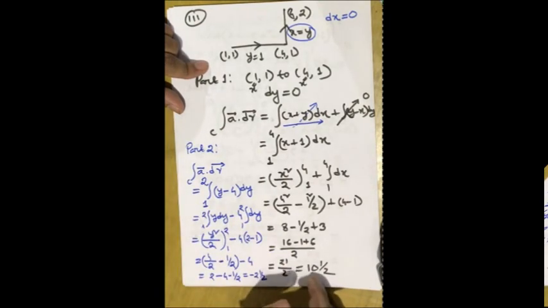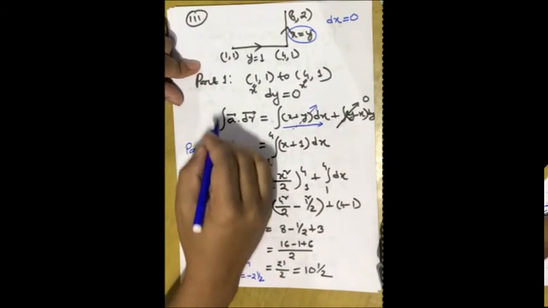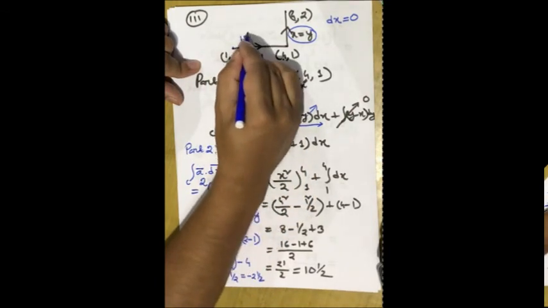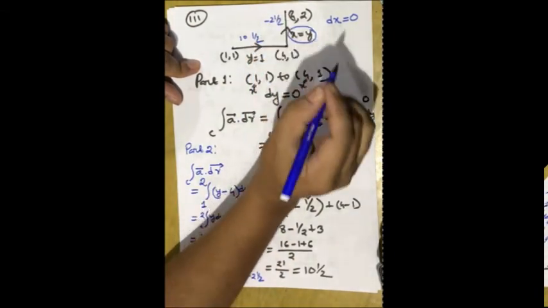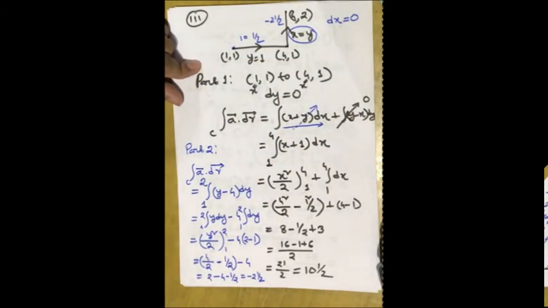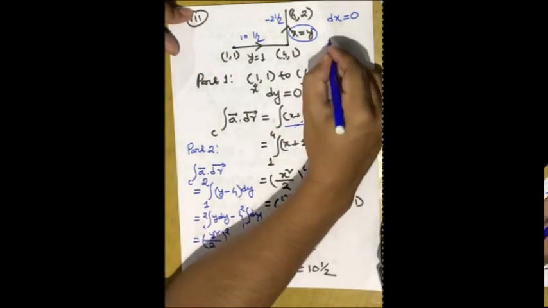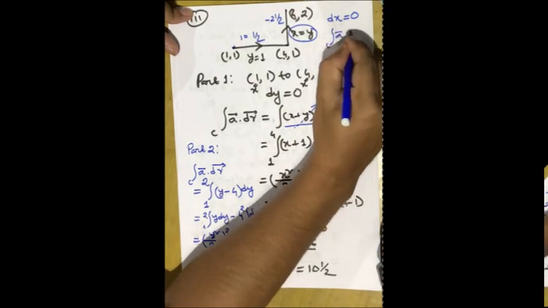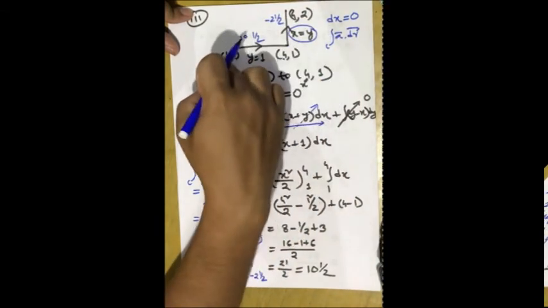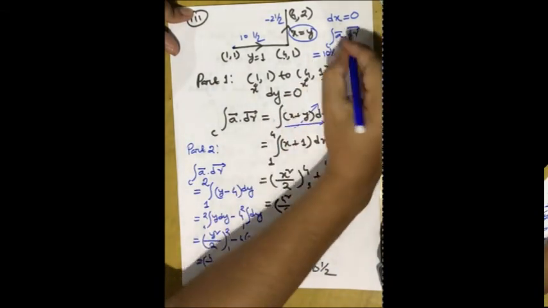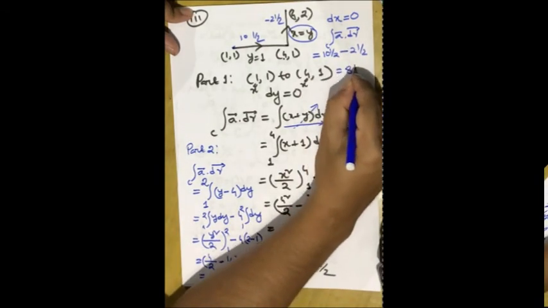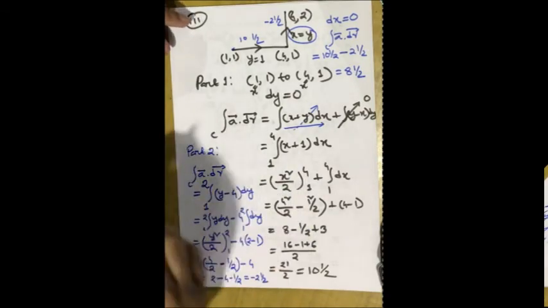The first integration value is 10 1/2, and the second integration is minus 2 1/2. So from (1,1) to (4,1), the value of A dot dr is 10 1/2, and from (4,1) to (4,2), the value is minus 2 1/2. Along these two paths from (1,1) to (4,2), we just have to add up these two values. So finally the integral of A dot dr along the whole path is 10 1/2 minus 2 1/2. Okay, so in this way we can do it.